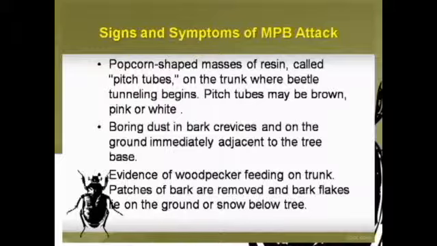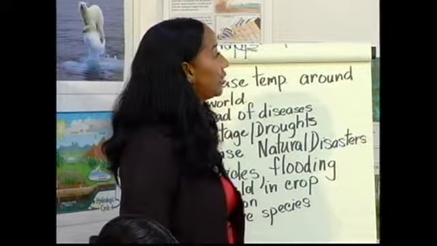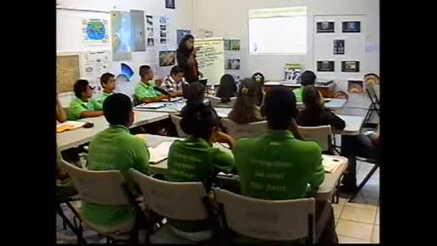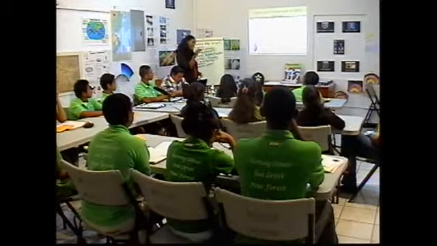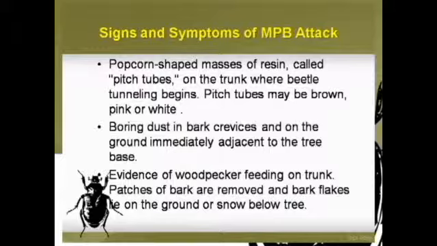Now, signs and symptoms. How would we know if certain pine forest trees are under attack? Popcorn-shaped masses of resin called pitch tubes on the trunk where beetle tunneling begins, the areas where the beetle can actually enter the pine forest. Pitch tubes may be brown, pink, or white. Boring dust in bark crevices: wherever they attack that pine forest, you would see the trunk itself starting to break down. And so you will have the dust.